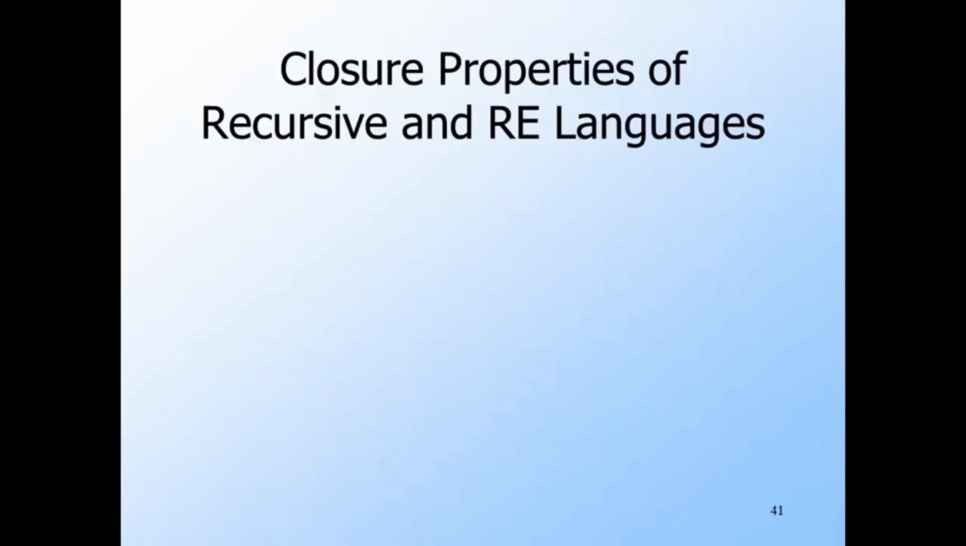Okay, now we're going to see something of the closure properties for both the recursively enumerable languages, that is those that are defined by Turing machines that may run forever if they don't accept, and the recursive languages, those defined by Turing machines that will eventually halt without accepting if they choose not to accept the input.